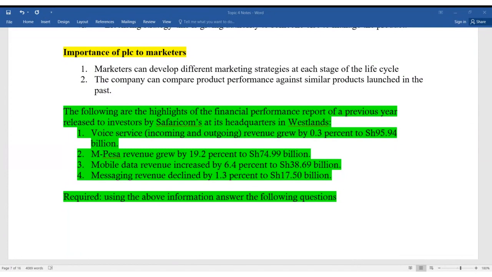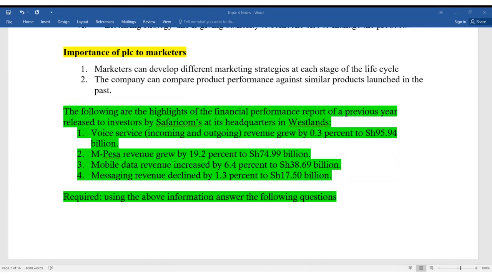The revenue grew by 3% to 95 billion. M-Pesa, that is the mobile money services, revenue grew by 19.2%, 72. That is the previous year, 2019. This is not this year's report, okay? This is 2019.